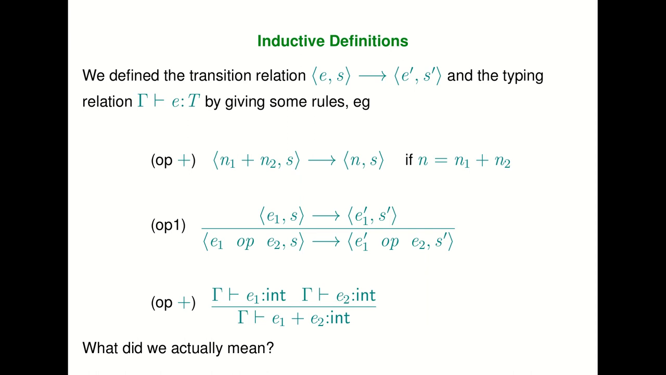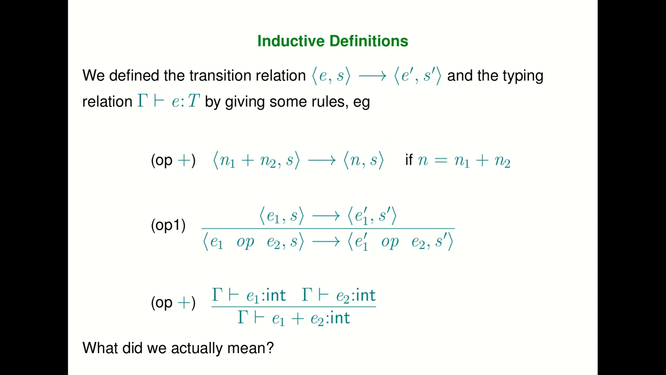And what I would like to do next is show how you can formalize this idea. So in the jargon of logic, these typing rules are what are called schematic definitions. And that means that they're not talking about a single program, they're talking about a whole family of programs.